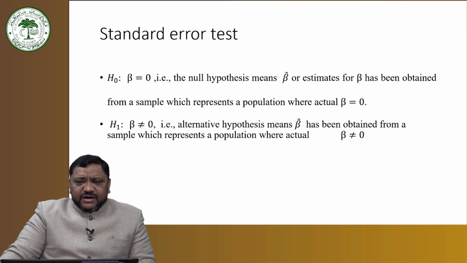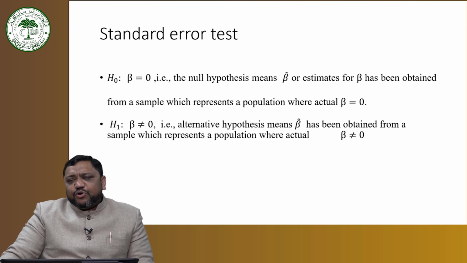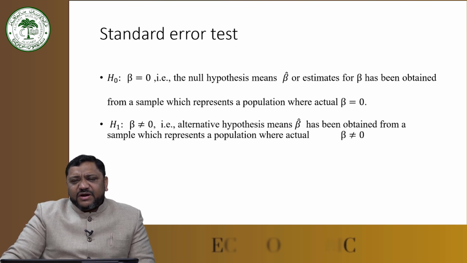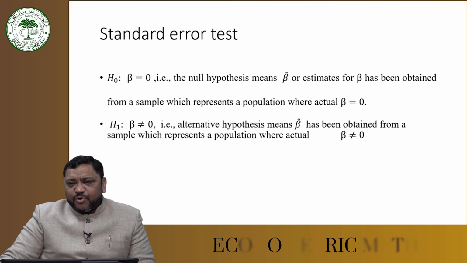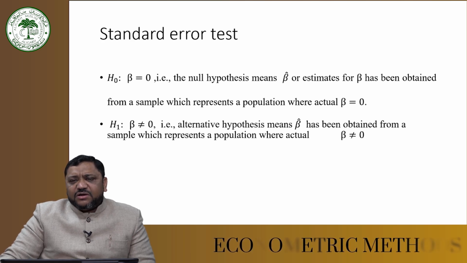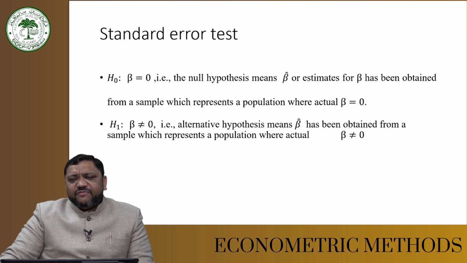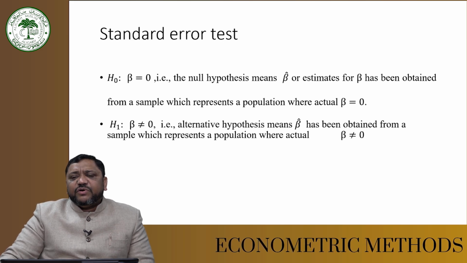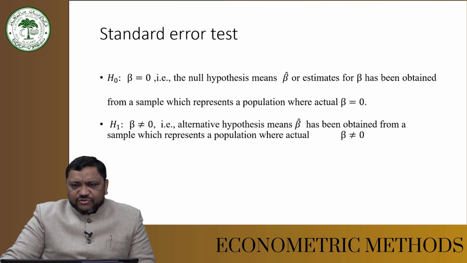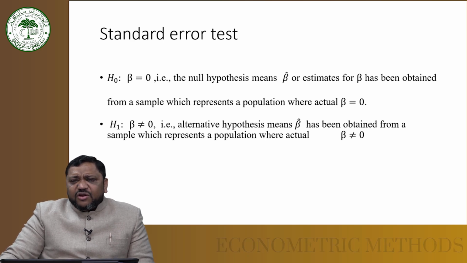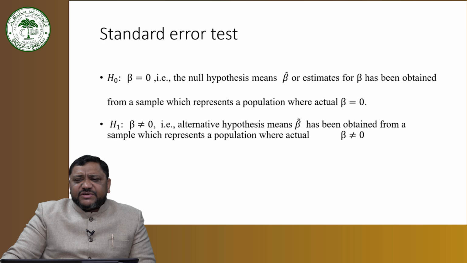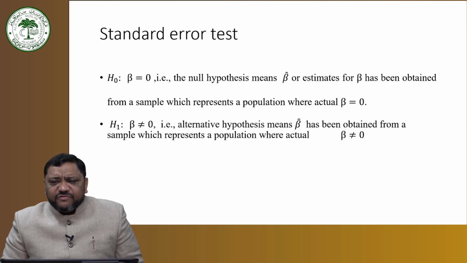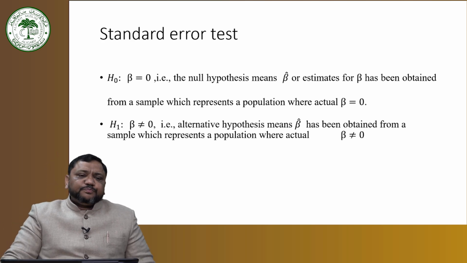In the standard error test, suppose we estimate that beta hat is equal to 0.5, and the alternate hypothesis H1, beta is not equal to 0, is accepted. Then we cannot say that the above statement is correct: beta is equal to 0.5 and not equal to 0.